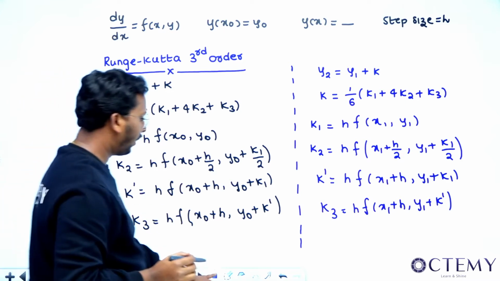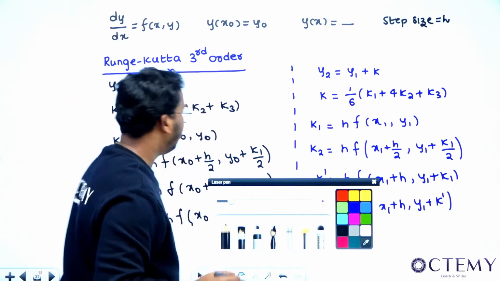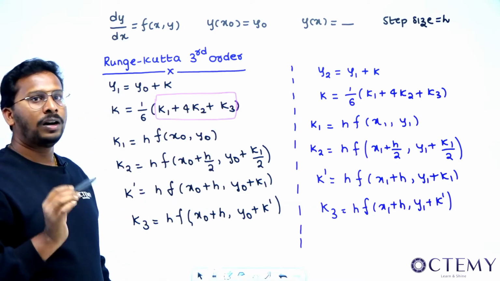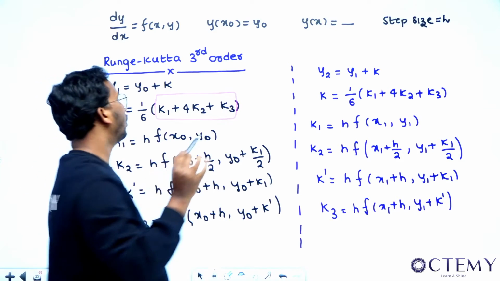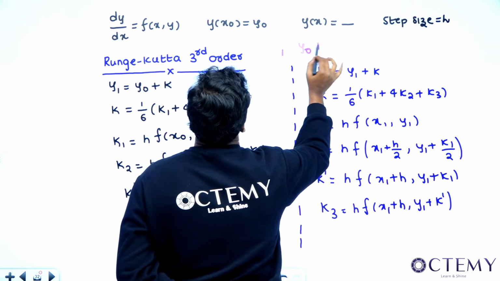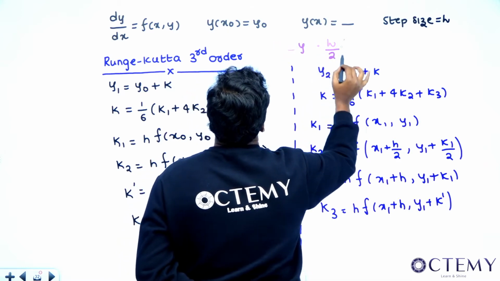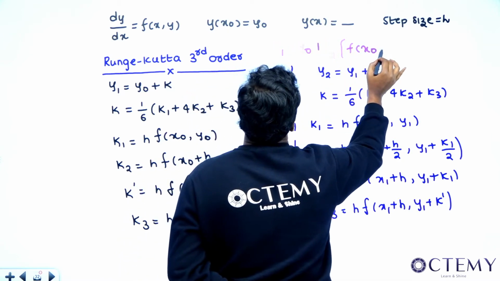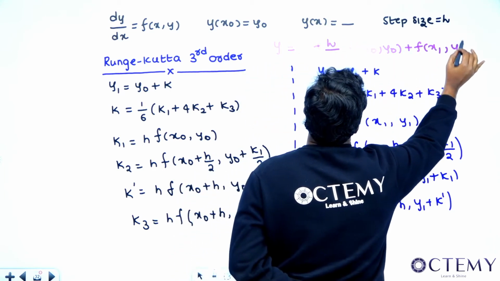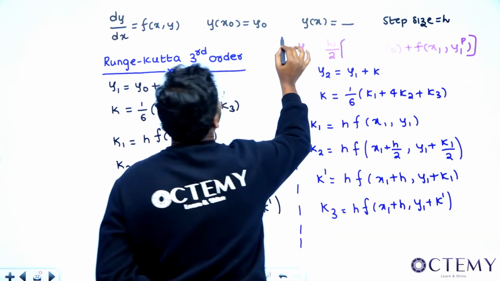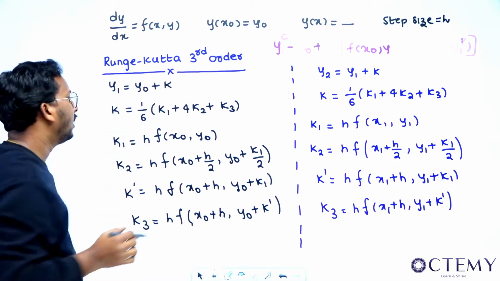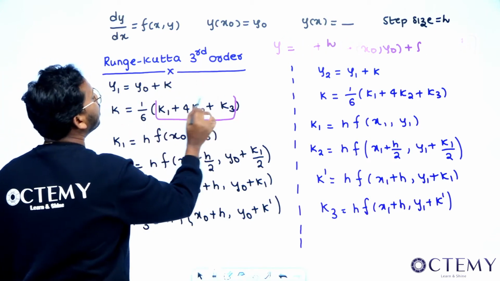Because in the value of k which you are using, there are three terms. And if you remember the modified Euler's method, y1 was equal to y0 plus h by 2 times f(x0, y0) plus f(x1, y1 predicted). This was corrected, right? Since two terms were getting used, that was called second order. Three terms are getting used, that is why it is called third order.